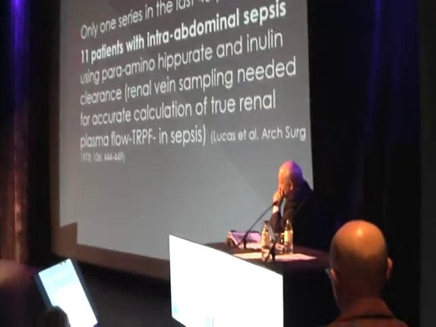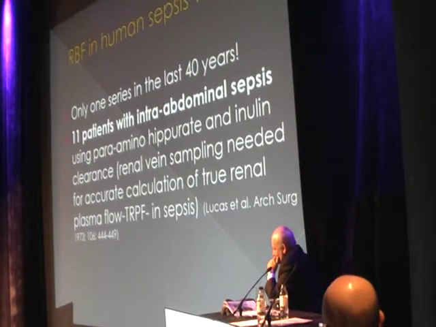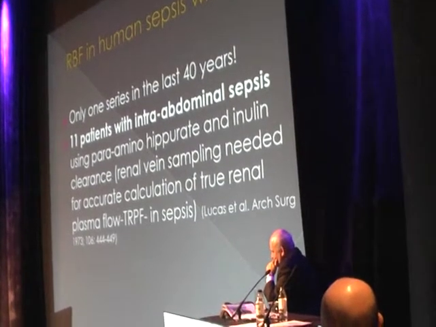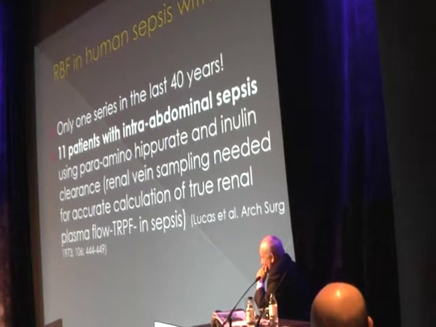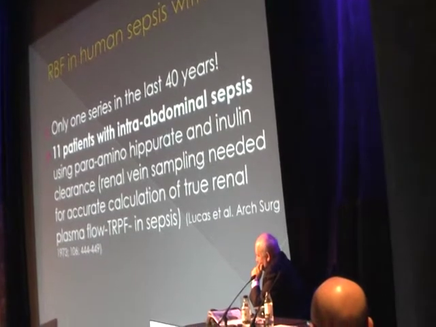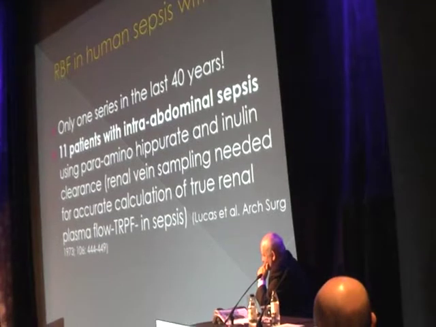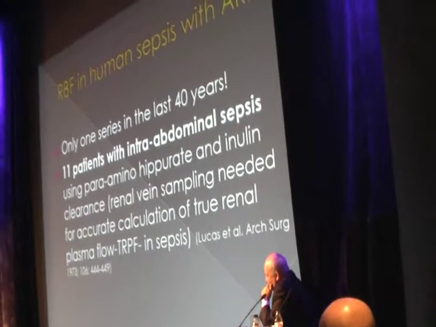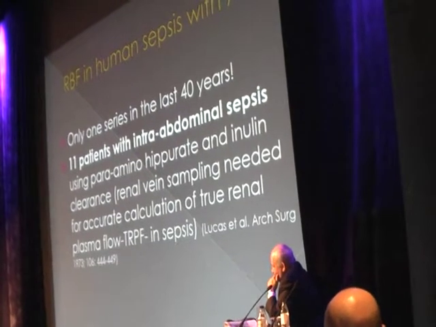Does this happen in man? Do we have hyperemia in septic human AKI? Well, in order to know that, you'd have to measure renal blood flow, which is only possible with the technique of para-aminohippurate, and that requires renal vein sampling in the setting of acute kidney injury, which requires invasive measurements. But nonetheless, some similar experiments were done in the 70s.